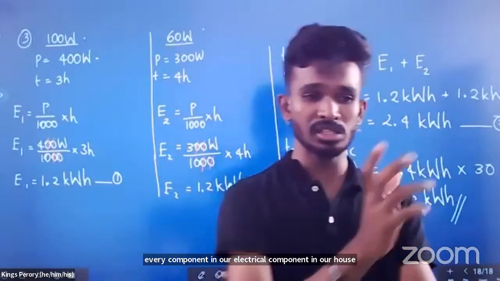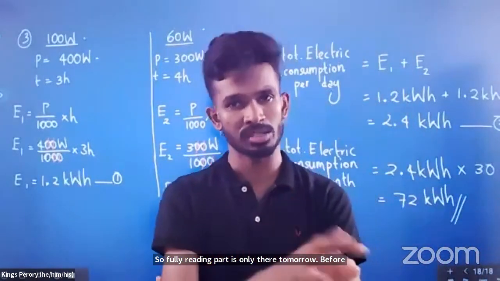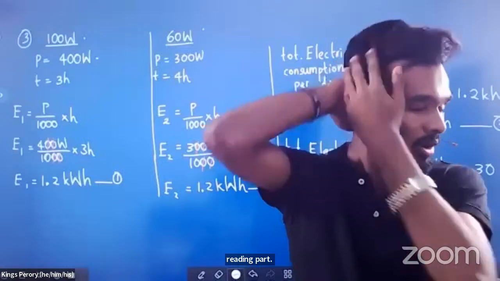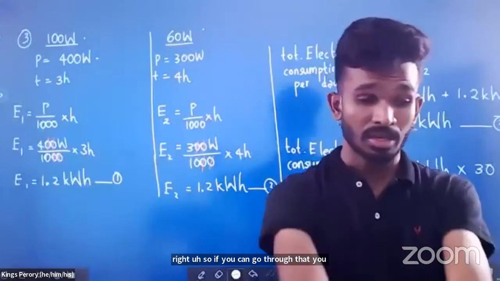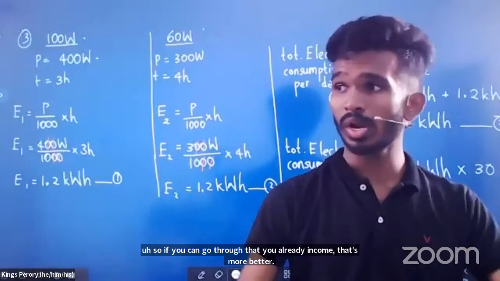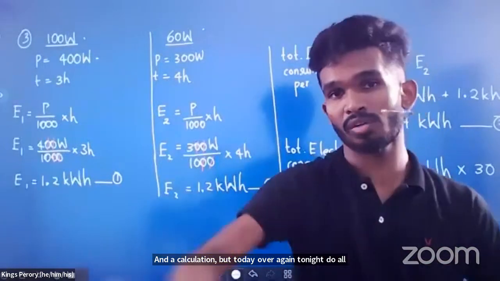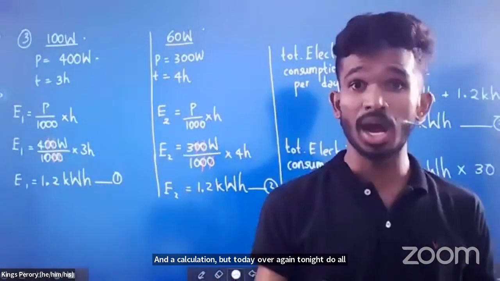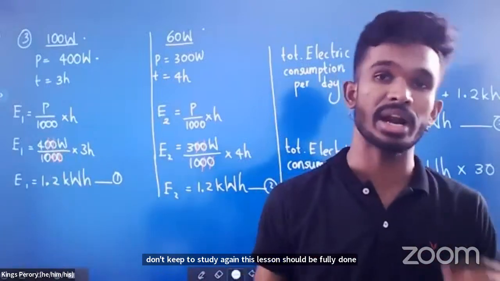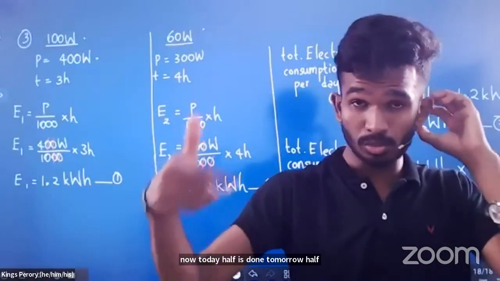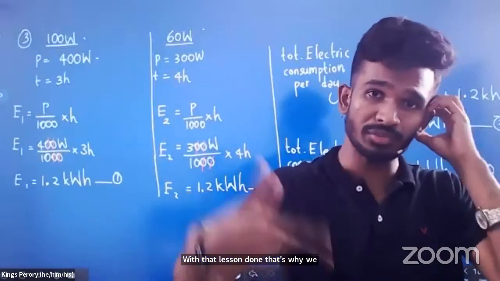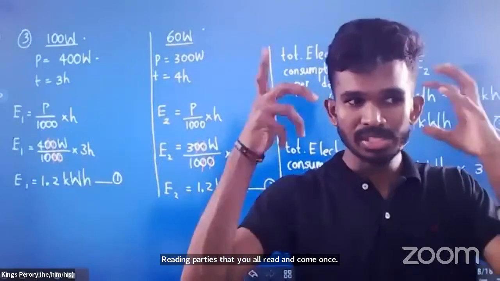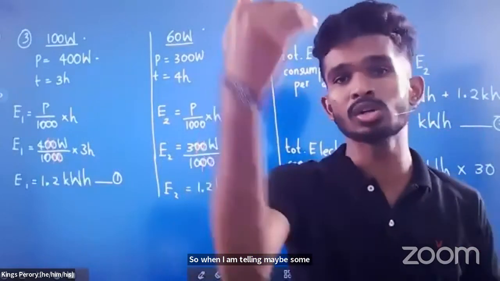Before coming to the class, best is if you can go through the tute and come. Only reading part is there tomorrow, full and full reading part. If you can go through the tute already and come, that's better. Calculation part today over. Again tonight, do all these questions, put the equations to the mind, finish it off. This lesson should be fully done. Today half is done, tomorrow half. That's how you study this lesson. I already told you what we are going to do tomorrow. You all read and come once. When I am telling, maybe some doubtful things are there, those will be clarified.